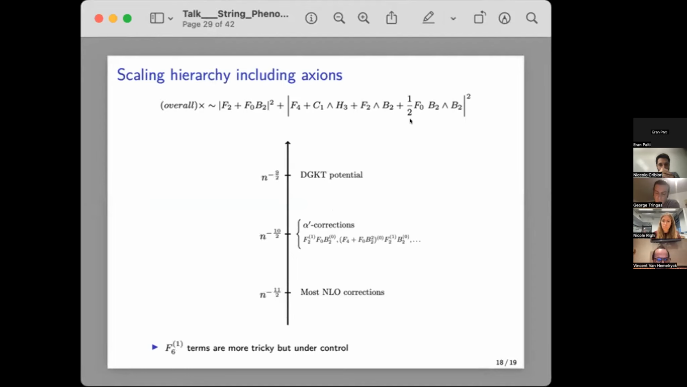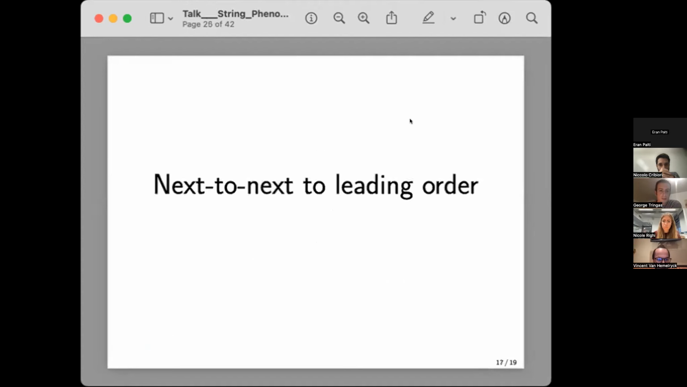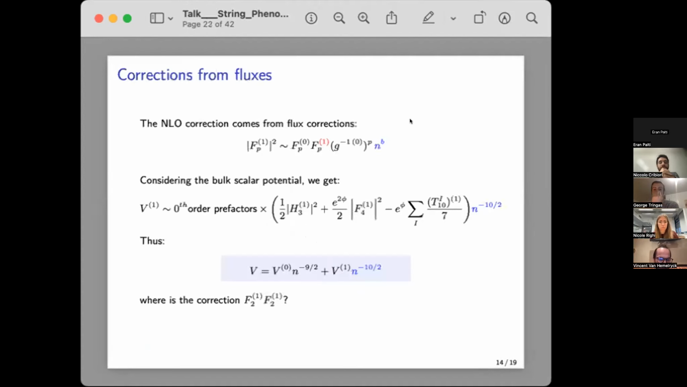Yeah, so let me show you. In the scalar potential, for example, we argued that the next to leading order corrections due to fluxes come from one corrected flux. So here we have two fluxes and you correct one flux. If you do this for F2, in the ansatz that we have in DGKT, F2 zero is zero. So this term will vanish. So you mean the next term, F2 one. Exactly. So you need F2 one, which is very subleading. Okay. Thank you.